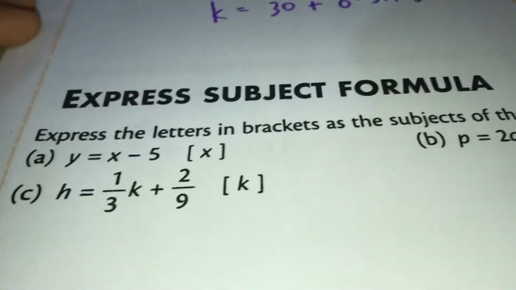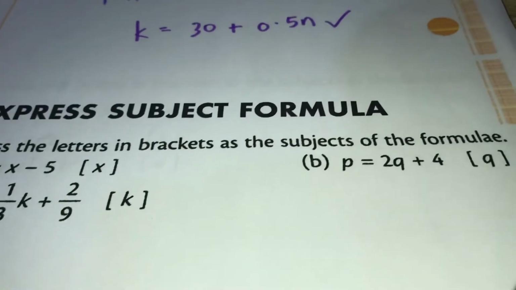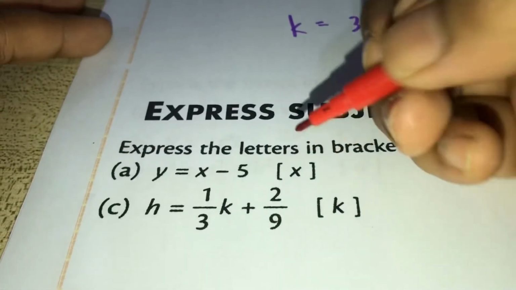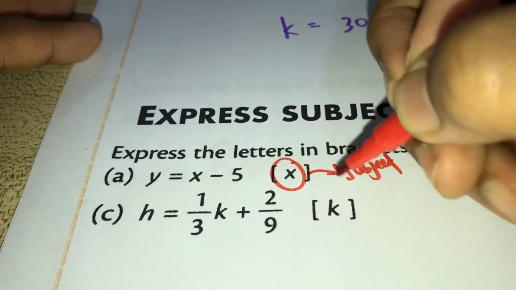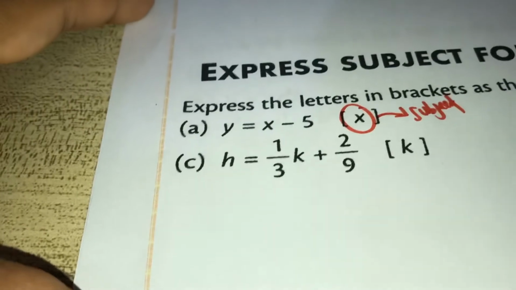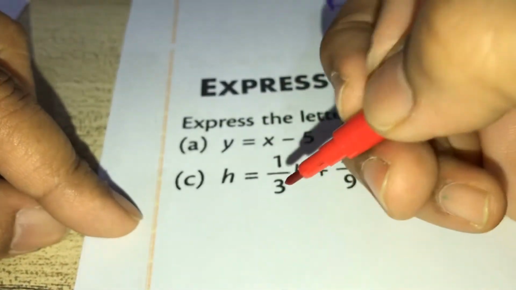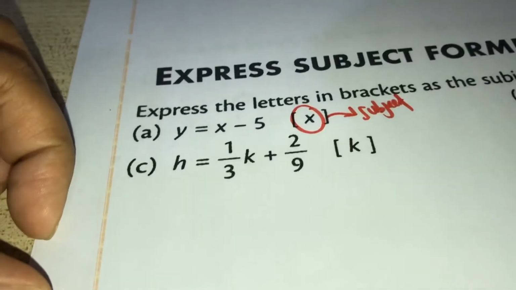Start with this question. Express the letter in brackets as the subject of formula. The one in brackets must become the subject, equal to everything else. First step: follow my steps here, and you can understand.